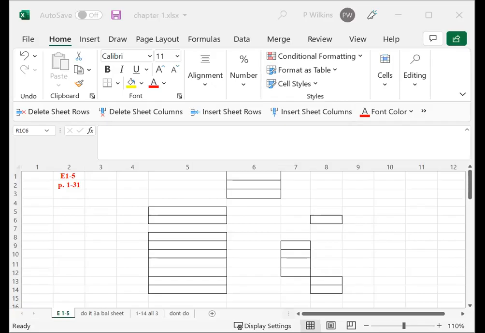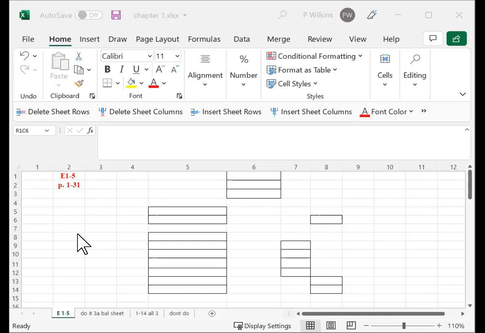So this is exercise 1-5 on page 131. Exercise 1.5 says, this information relates to Benser Company for the year 2022. And then it lists a bunch of information there, okay? And then it says instructions. Prepare an income statement and a retained earnings statement for the year ending December 31, 2022.